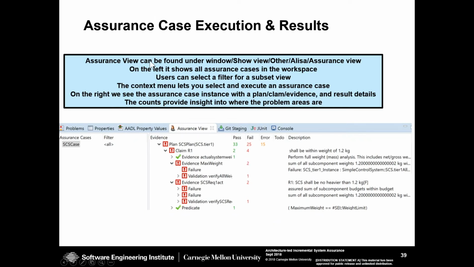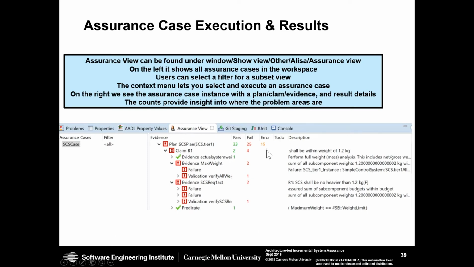You get to it by opening a view, an assurance view. You go under Window, Show View, ELISA, it comes up. On the left-hand side, it fills in all the assurance cases that are available, appropriate filters. By default, we show everything, and if filters are defined, you can select which filter you have. Once you have the system, you right-click in the context menu and then invoke the verification, which then creates an instance of an assurance case, and then it starts executing it.